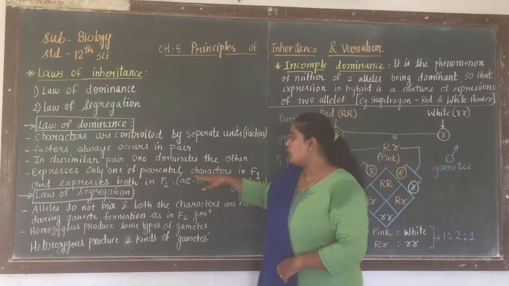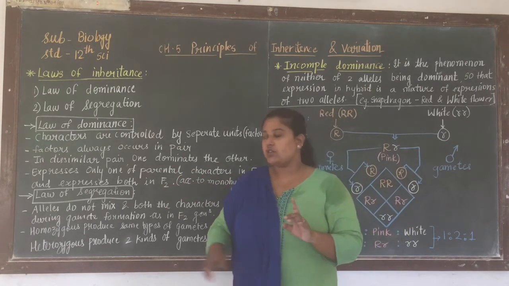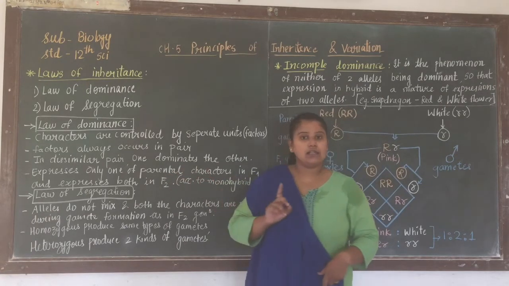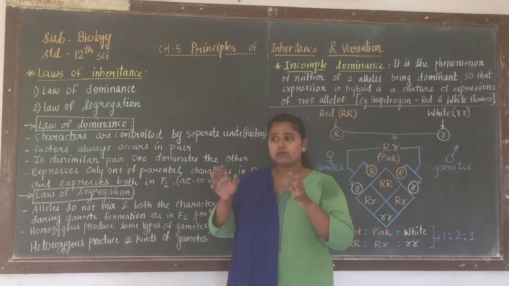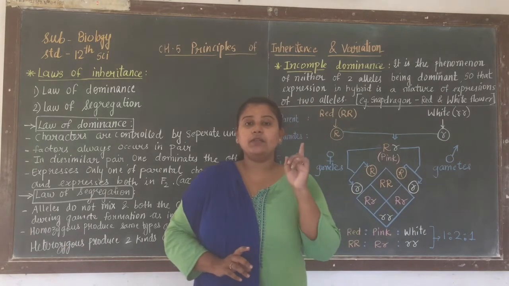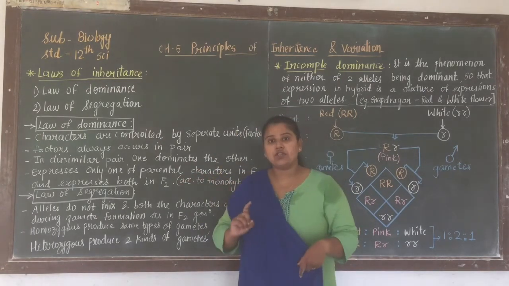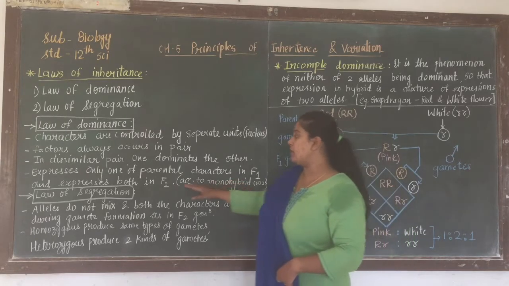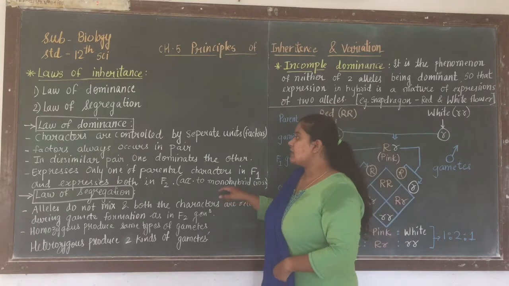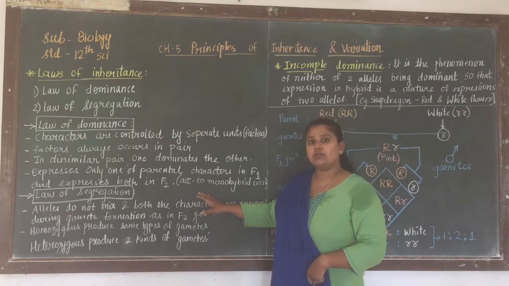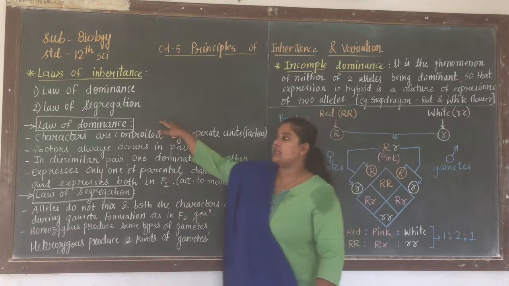It expresses only one of the parental characters in F1 and expresses both in F2. In the F1 generation, only one parental character is expressed. When the dissimilar pair is observed, one of them will be the dominant one. So in the F1 generation, only one is expressed, but in the F2 generation, both of them are expressed individually. This is according to the monohybrid cross, which we have seen in the first video. So according to the monohybrid cross, we have seen the law of dominance.